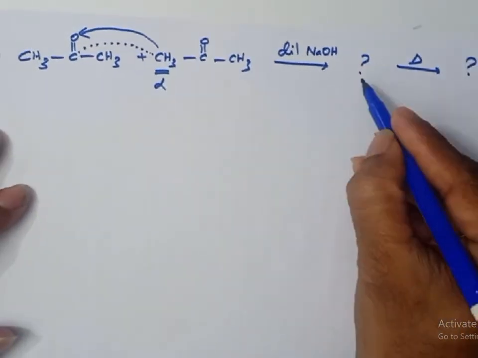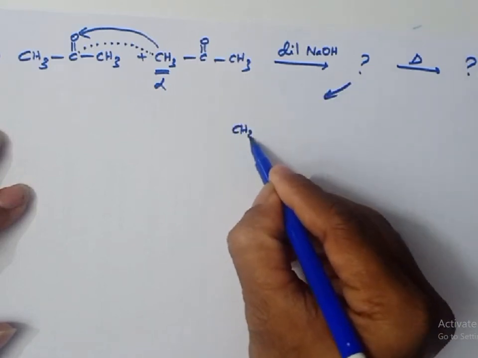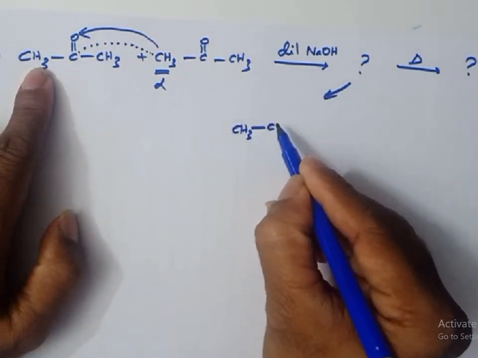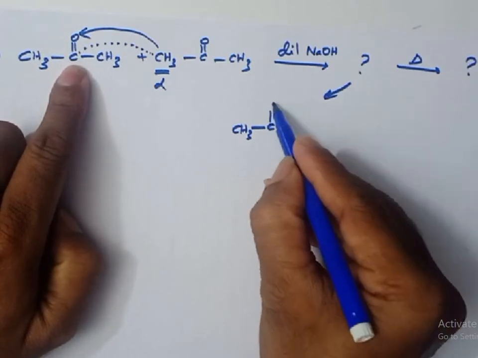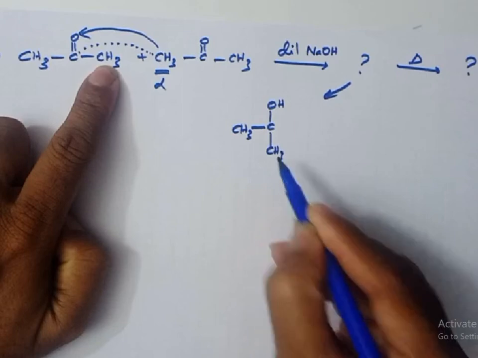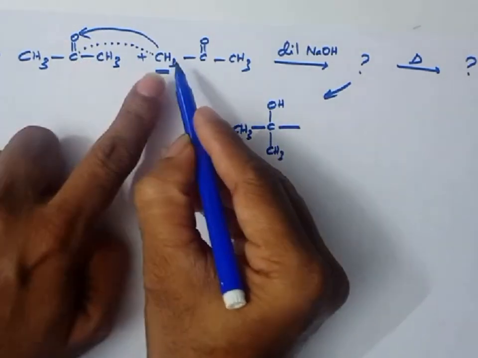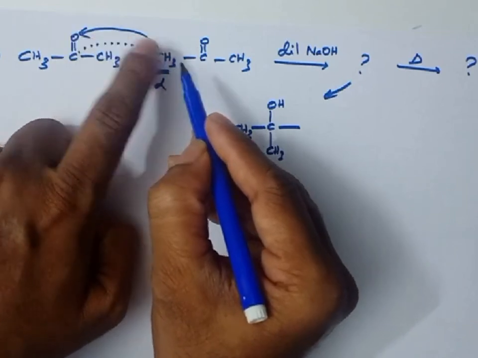So let me write the first product here. What is the first product? See here, CH3, C. Now the double bond becomes a single bond. I'll attach one OH here. I'll put this methyl group down. Then you connect this carbon and this carbon. See, from this carbon we have transferred one hydrogen.